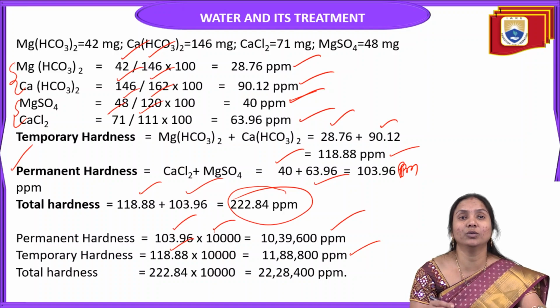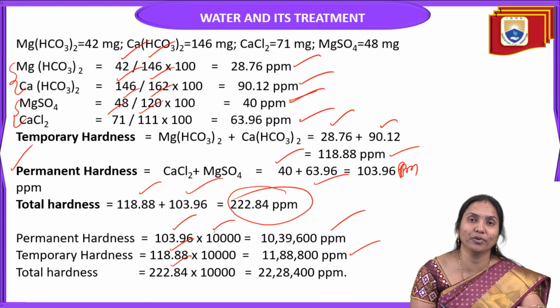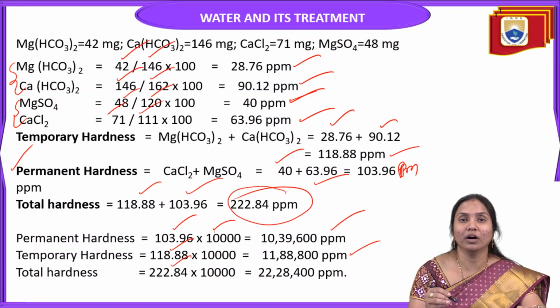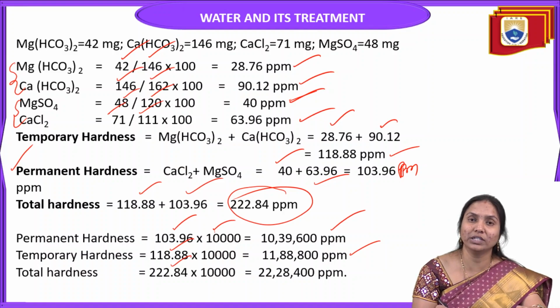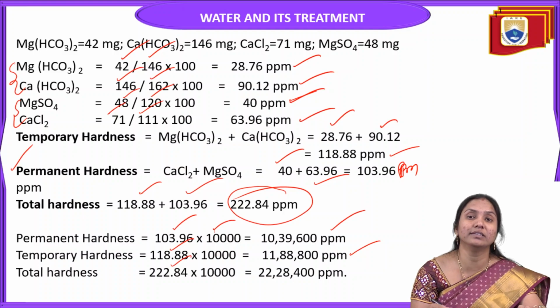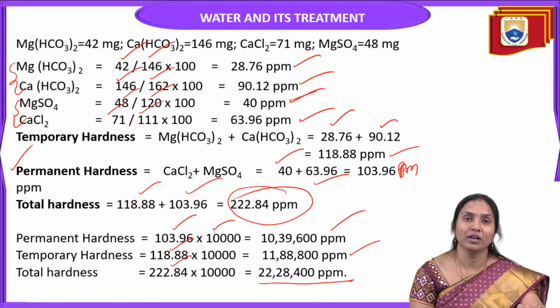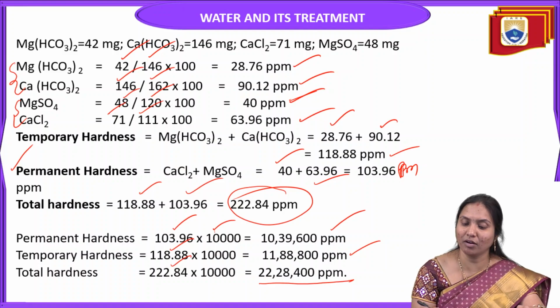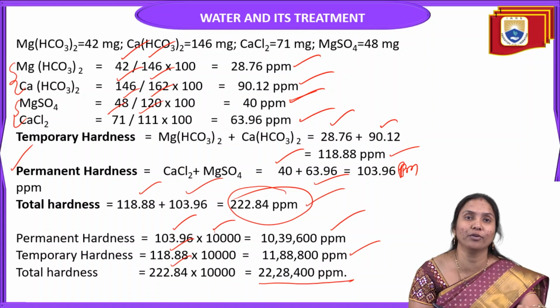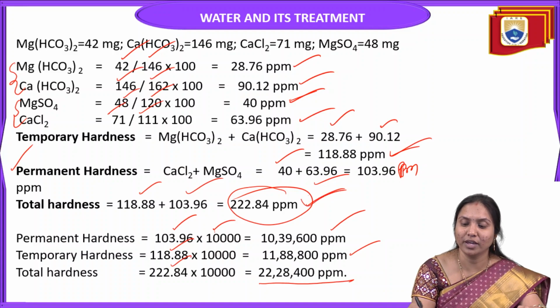Now you can calculate the total hardness of the given water. The total hardness of the given water is 222.84. This total hardness is converted for 10,000 liters of water. So 222.84 into 10,000 is equal to 22,28,400 ppm. So the permanent hardness of the given water is 103.96, the temporary hardness is 118.88, and the total hardness is 222.84.